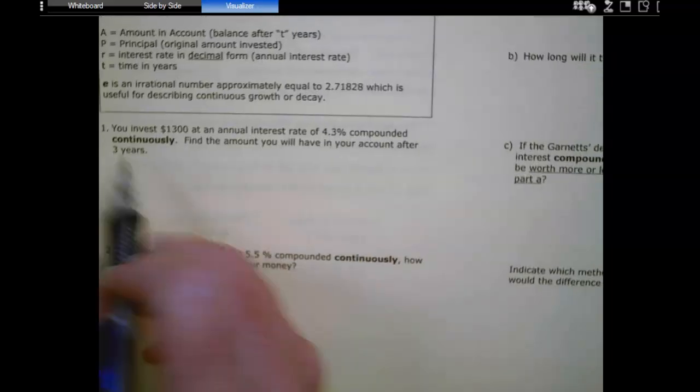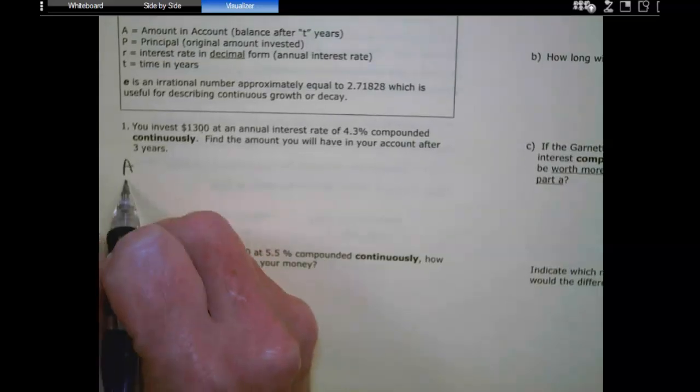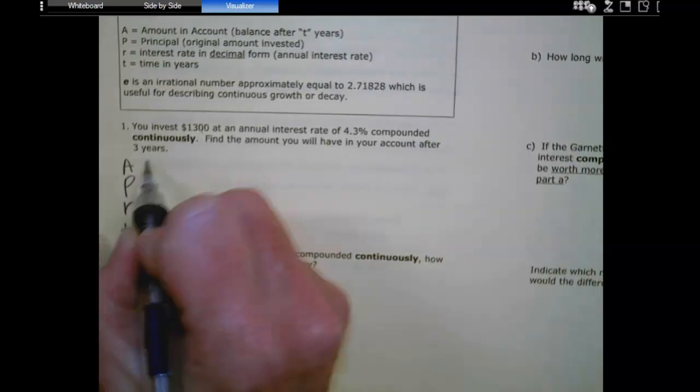So let's take a look. You invest $1,300. So here's what we need. We need A, P, R, and T.